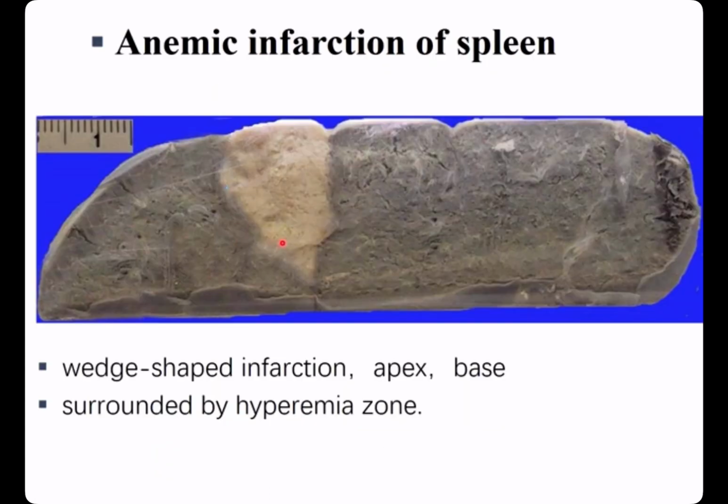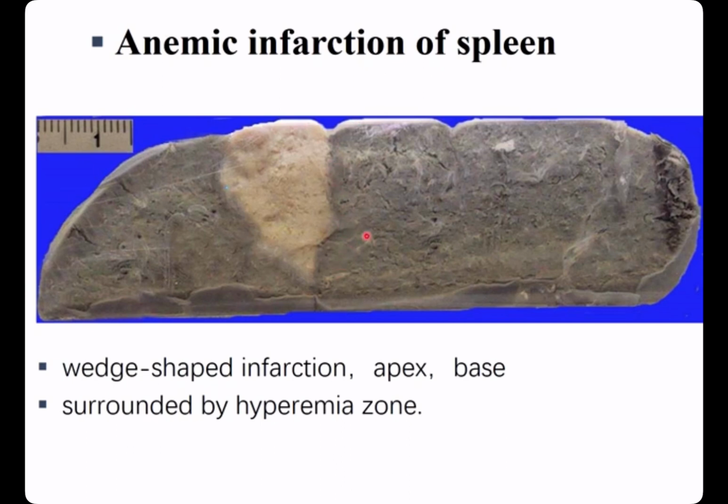This is the spleen. Here is a wedge-shaped area. It is coagulative necrosis. It is usually caused by loss of blood supply, so the necrosis is also called anemic infarction. On the cut surface, the infarction is firm and pale. The apex is toward the hilum. The base is located at the capsule. The infarction is surrounded by a rim of inflammatory hyperemia zone.